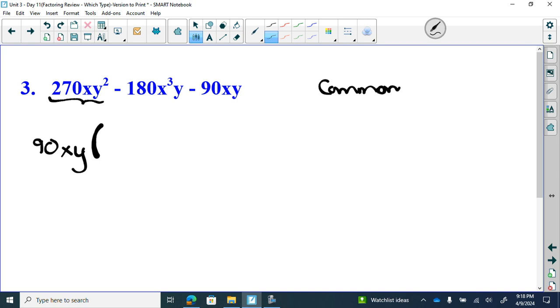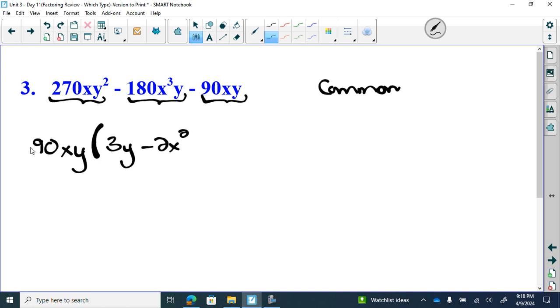Divide this term by this. 270 divided by 90 is 3. X divided by x would be 1. Y squared divided by y to the first would be y. Move on to the next term. Negative 180 divided by positive 90 is negative 2. X cubed divided by x to the first, x squared. Y divided by y would be 1.